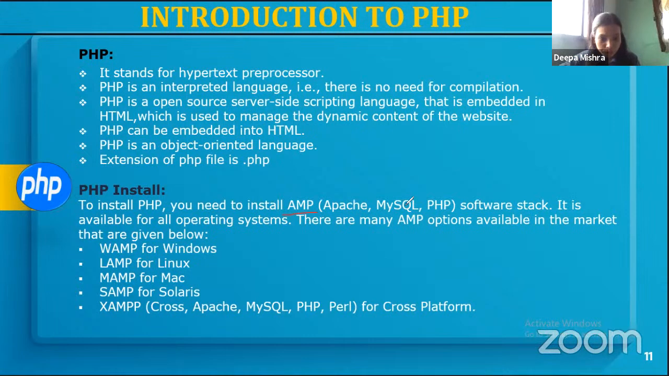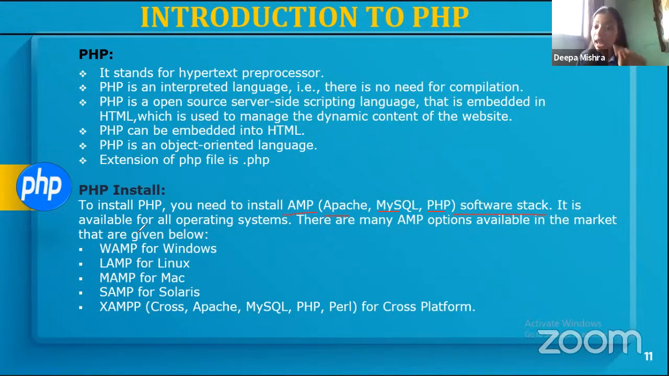Now this AMP is basically a software stack which consists of Apache server, MySQL, and PHP. It is available for all the different operating systems. For different operating systems, different AMP software is there. For Windows, you have to install WAMP, W-A-M-P, where W stands for Windows, A stands for Apache, M stands for MySQL, P stands for PHP. So WAMP is only going to work for your Windows operating system.